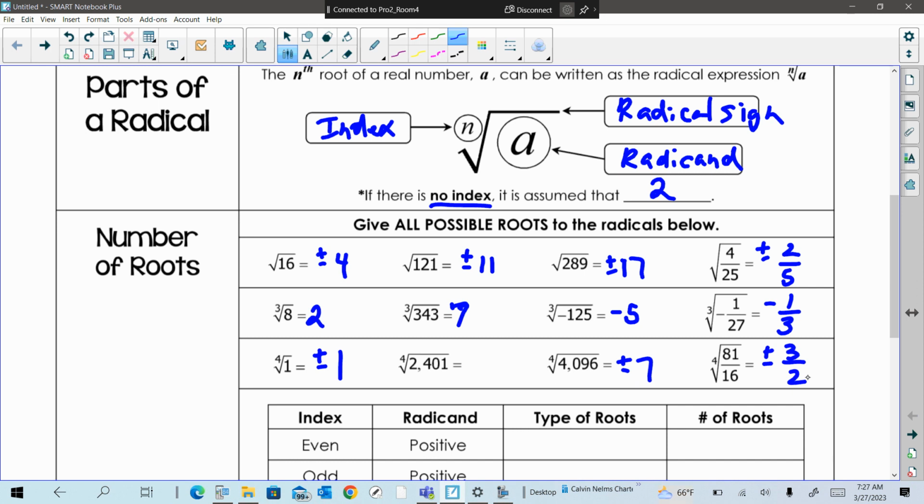Oh, sorry, the plus or minus 7 goes here. I put it in the wrong spot. This is plus or minus 8. That's plus or minus 8.